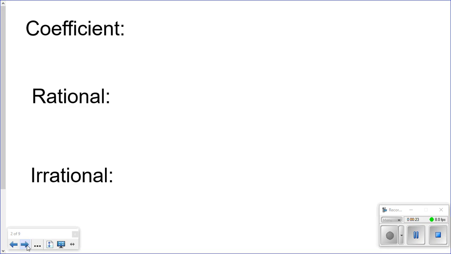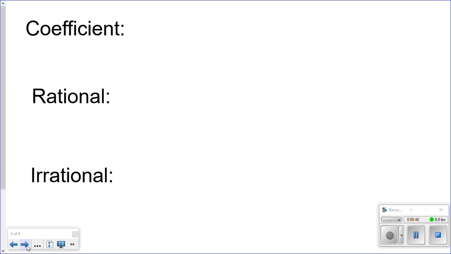So coefficients. What do you know about a coefficient? Does coefficient still have the same term? Okay, you're along the same line. Coefficient. Something we talked about when we talked about terms: like terms, coefficients, and constants.